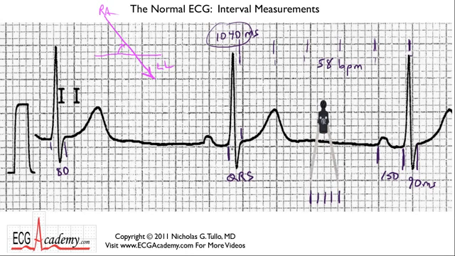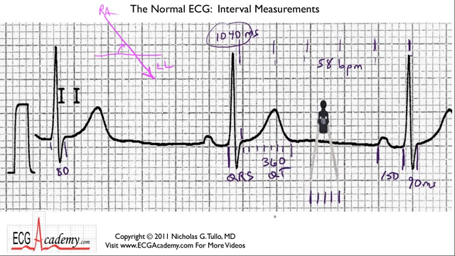Finally, the QT interval. Well, since this is landing on a light line, let's count off. We can do 40, 80, 120, 160, 200, 40, 80, 120. It comes right back down here at about 160. So 200 plus 160 is 360. And that's the QT interval.